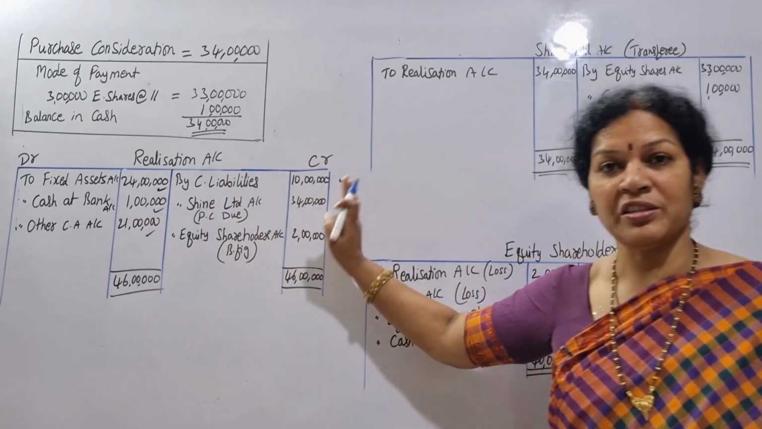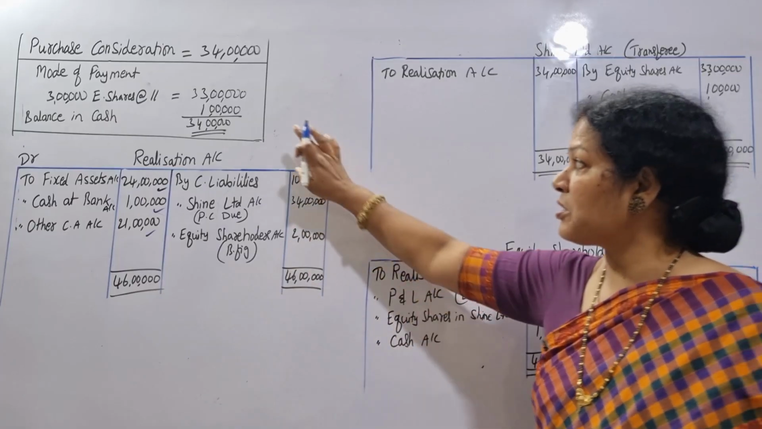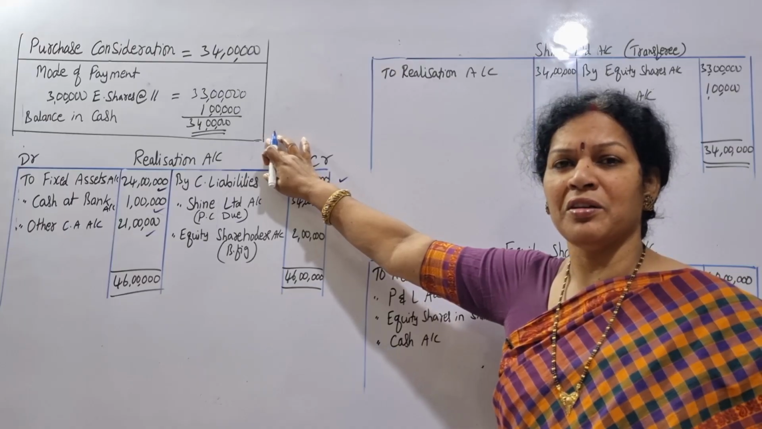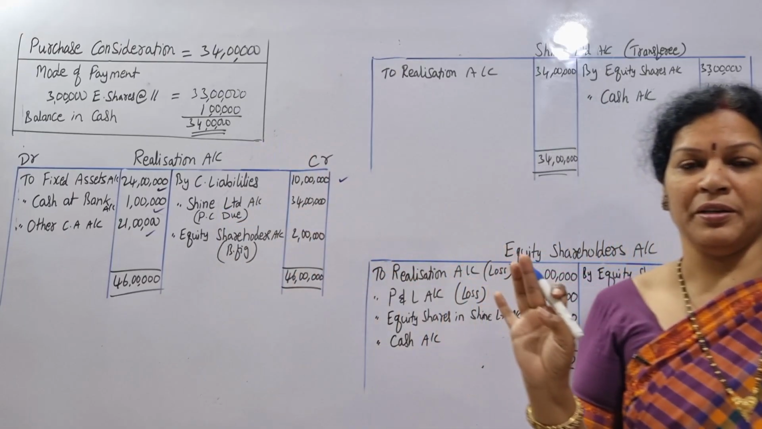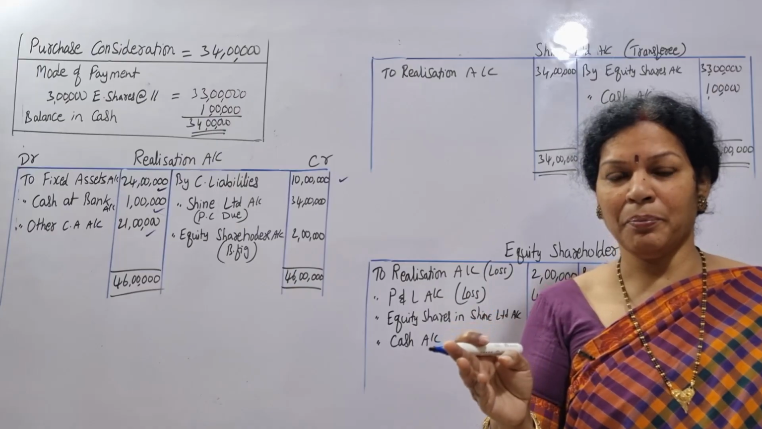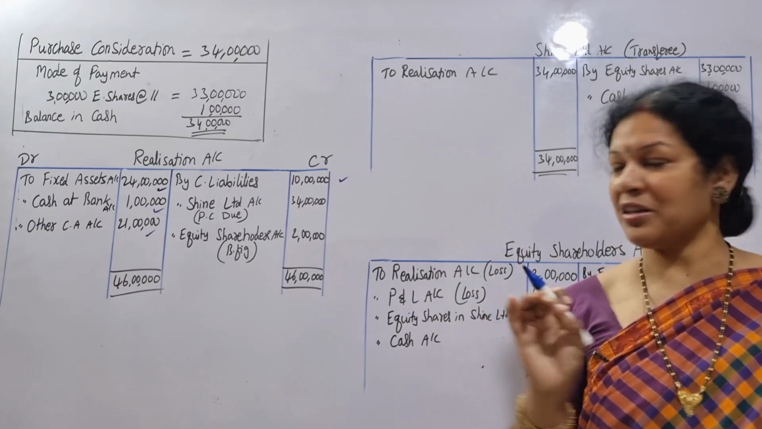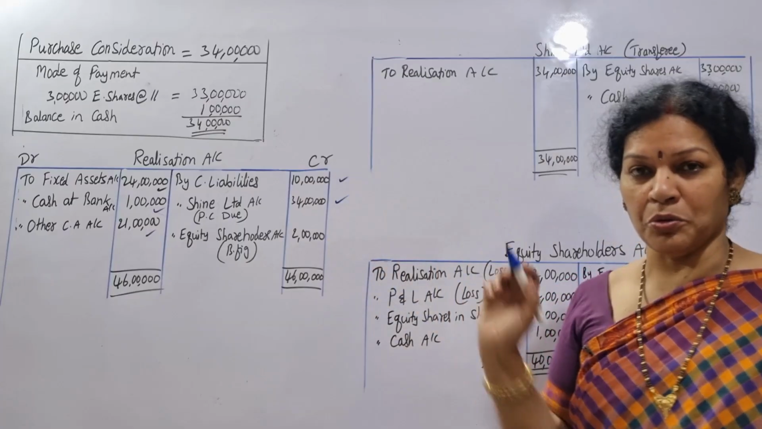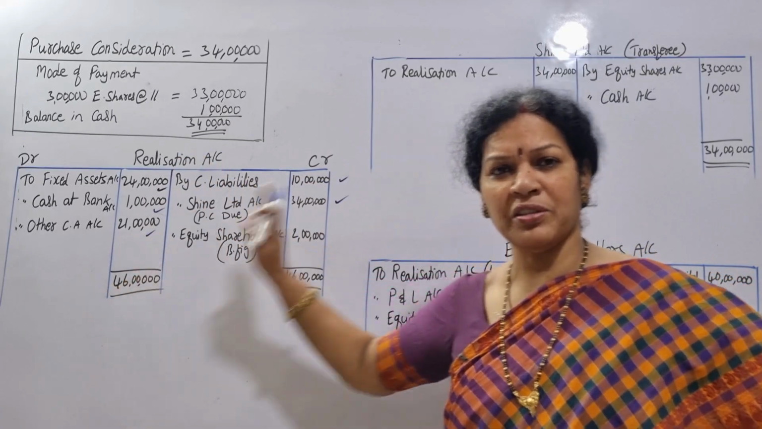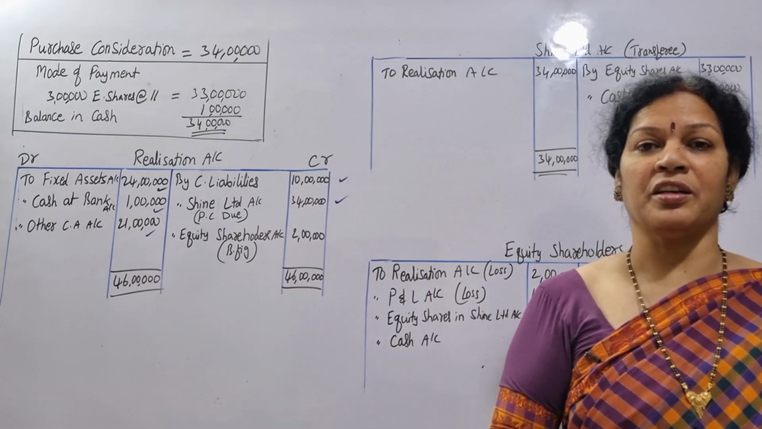Apart from transferring of assets and liabilities, we have one more entry: purchase consideration due. The purchase consideration is how much? 34 lakh. To whom are they going to make payment? Shine Limited. The entry will always be Shine Limited account to realization account, that is the purchase consideration due entry. So there are only 3 entries: one is transfer of assets, another is transfer of liability, and purchase consideration due. That's all, nothing else. We write these in the realization account.